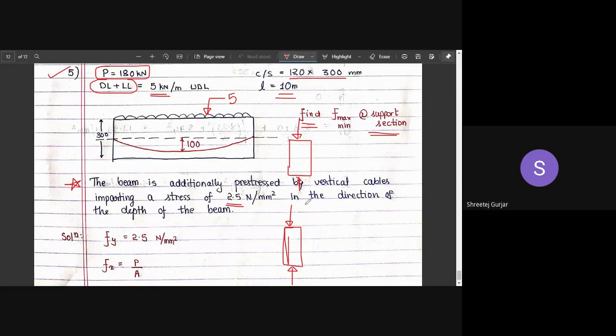So what is the change in this problem compared to your previous problem? There is this vertical pre-stress which they are applying, 2.5 Newton per mm squared. So what is this value? This is nothing but Fy, right?